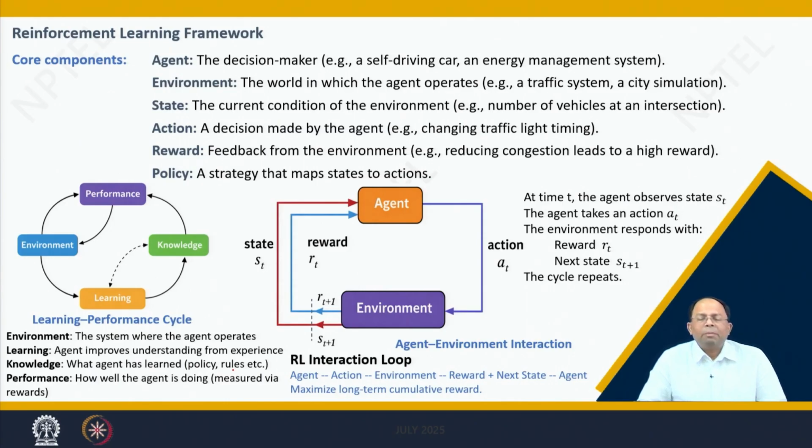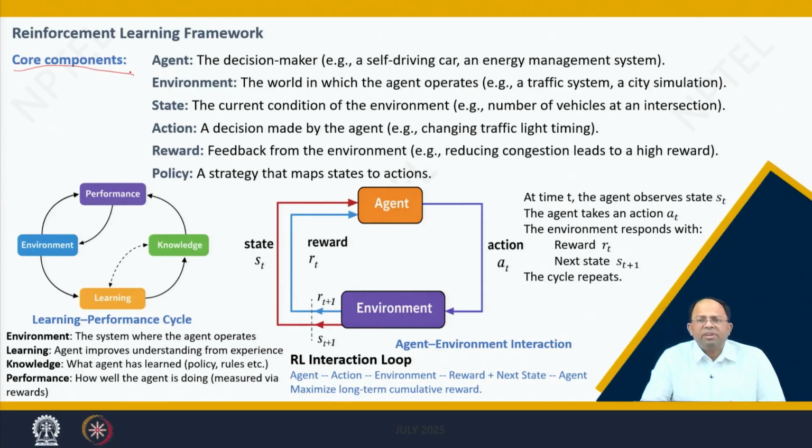Now, coming to the overall framework of reinforcement learning, first let us talk about the core components. So first there is the agent. The agent is of course the decision maker. That means in case of a self-driving car, it is the car itself, or the microchip in the car, you can also say that, or it could be an energy management system.